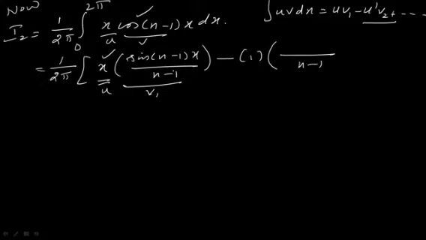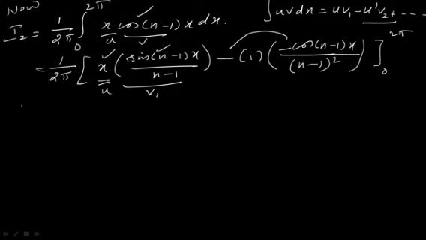So take it as a constant. When you integrate sin (n−1)x, you get −cos (n−1)x divided by (n−1). Already you have one more (n−1) in the denominator, so (n−1) the whole square. Now with the limit from 0 to 2π, let me simplify first and then go for substitution of the limit.